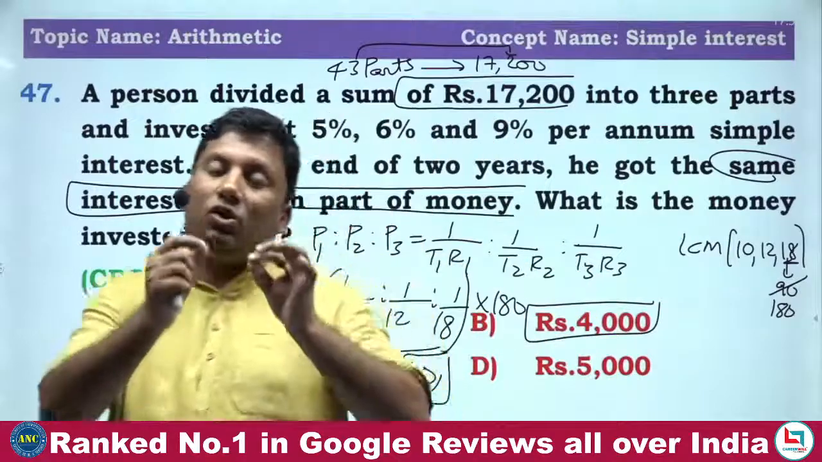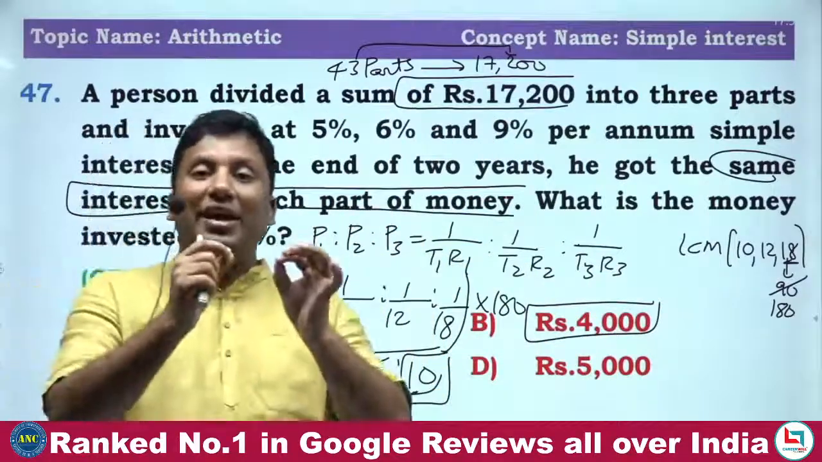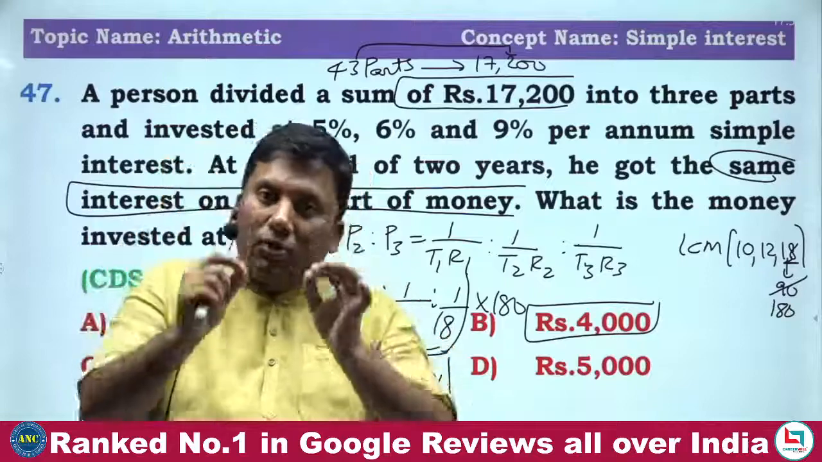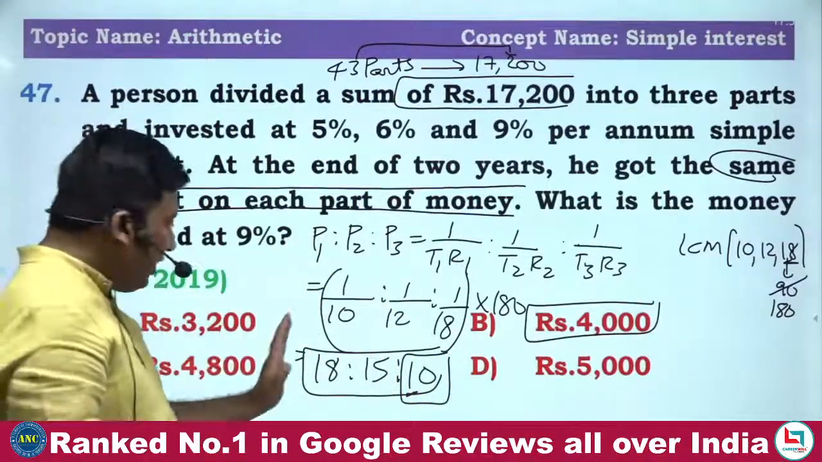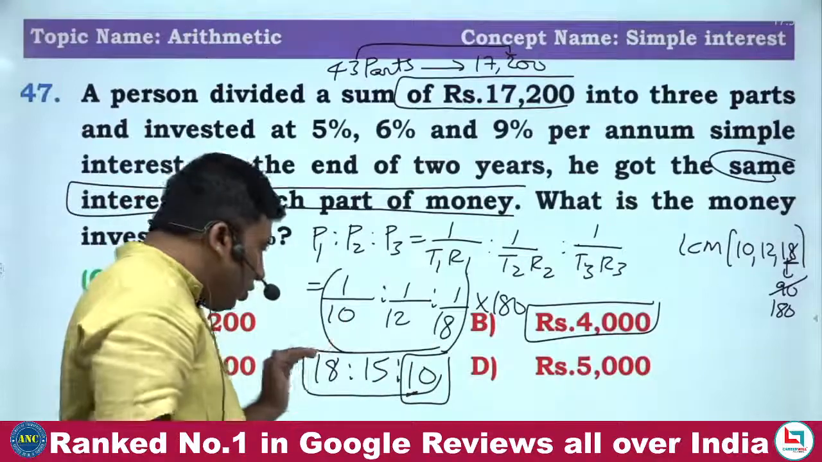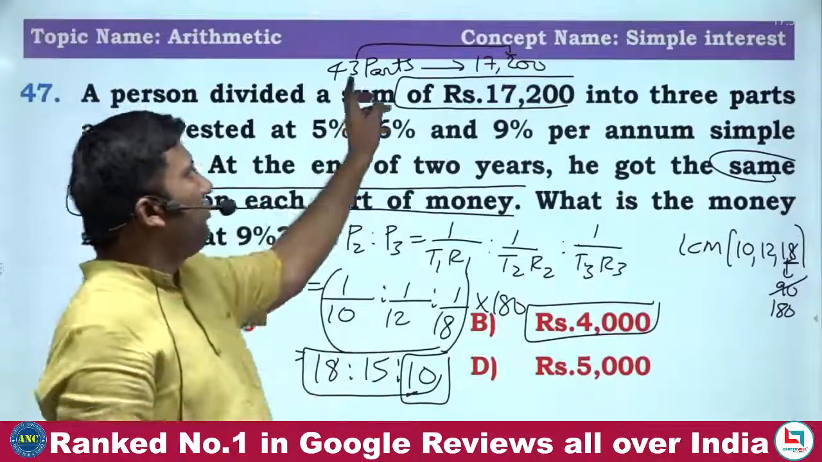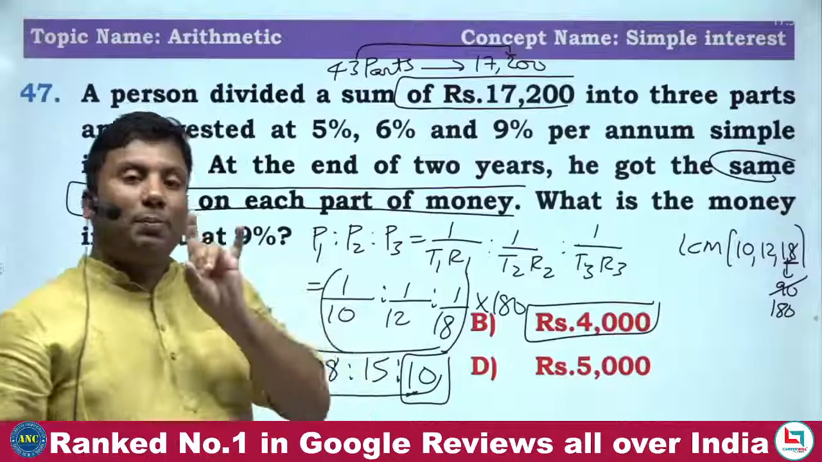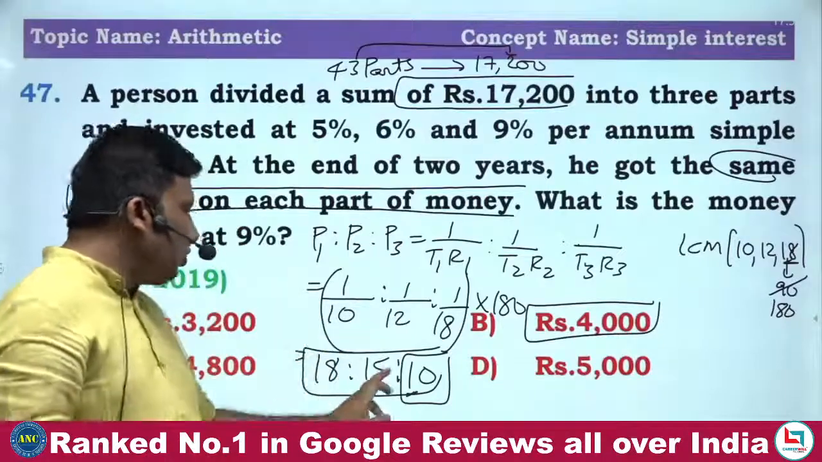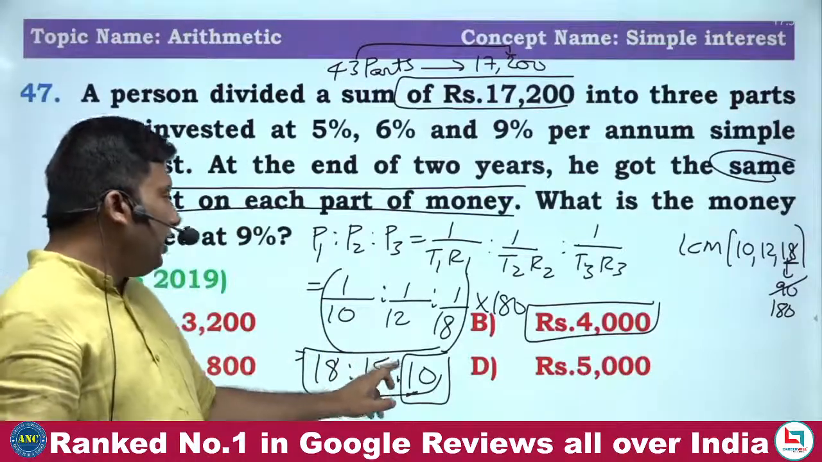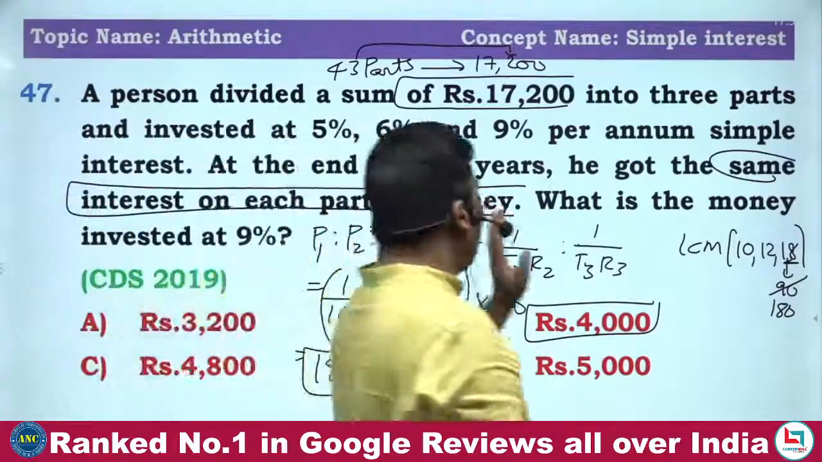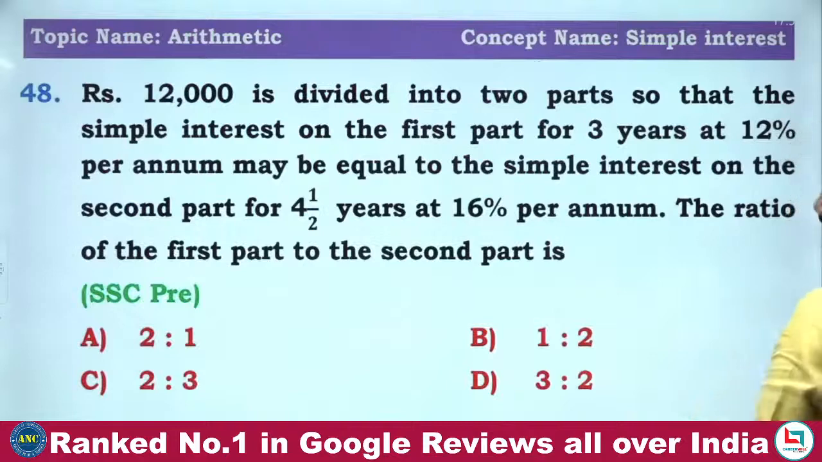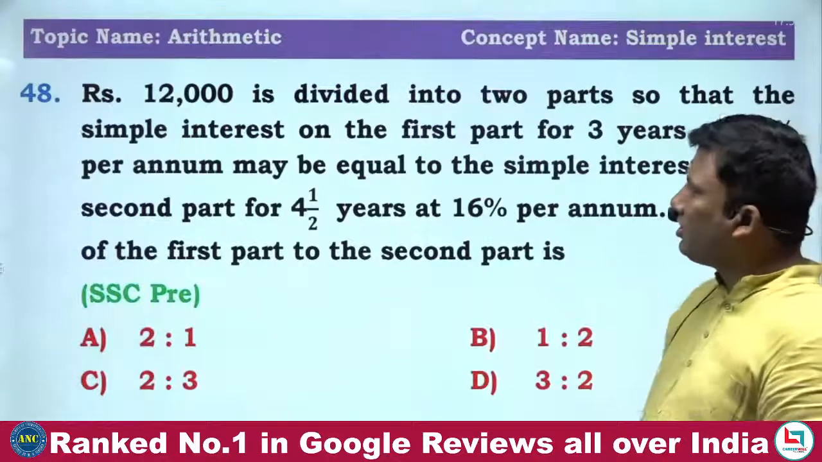Not in a single question have I used any calculation time. The rightmost non-zero digit, I will keep on using it to solve the problem. 18, 15 and 10, total it is 43 parts. 3 is becoming 2, the multiplication factor will be 4. So 10 parts, 1 four is 4, into 400. All that I don't require. All the rightmost non-zero digits are the same.